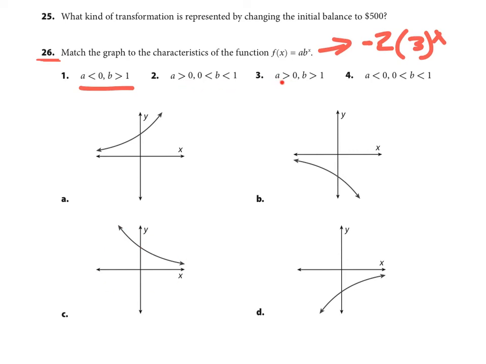A is greater than 0 again, so that's positive. And b is greater than 1, which means it's got to be going up. So that one is this one, which by default means this is the only one left. A is less than 0, that means it's negative, and b is a fraction less than 1. Usually that means it's going down, but when we do the negative, we flip that, which makes it do this right here.